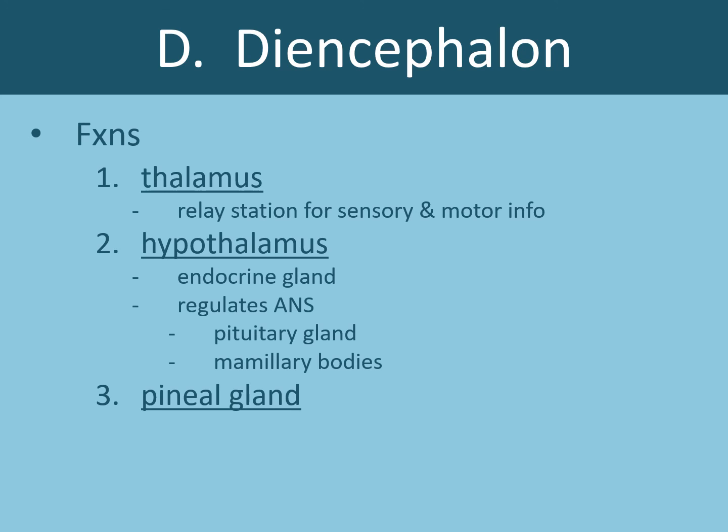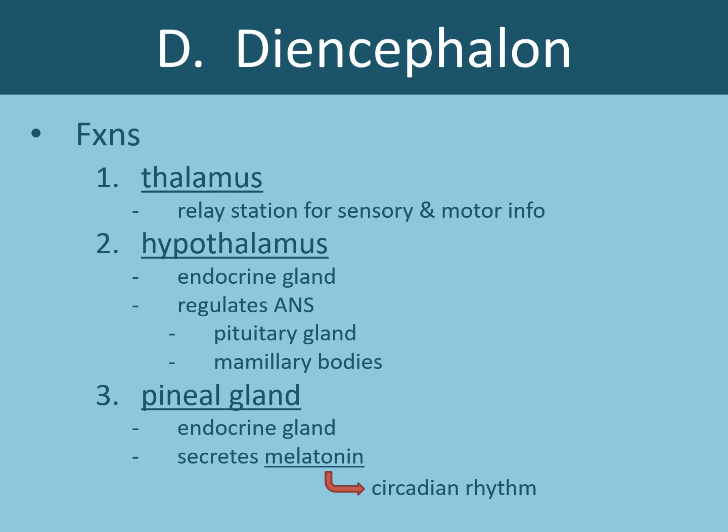And thirdly, in the diencephalon is the pineal gland. It is also an endocrine gland. The pineal gland secretes the hormone melatonin, which helps regulate our sleep-wake cycle, in other words, our circadian rhythm. Again, we'll discuss further details of the pineal gland when we get into the chapter on the endocrine system.